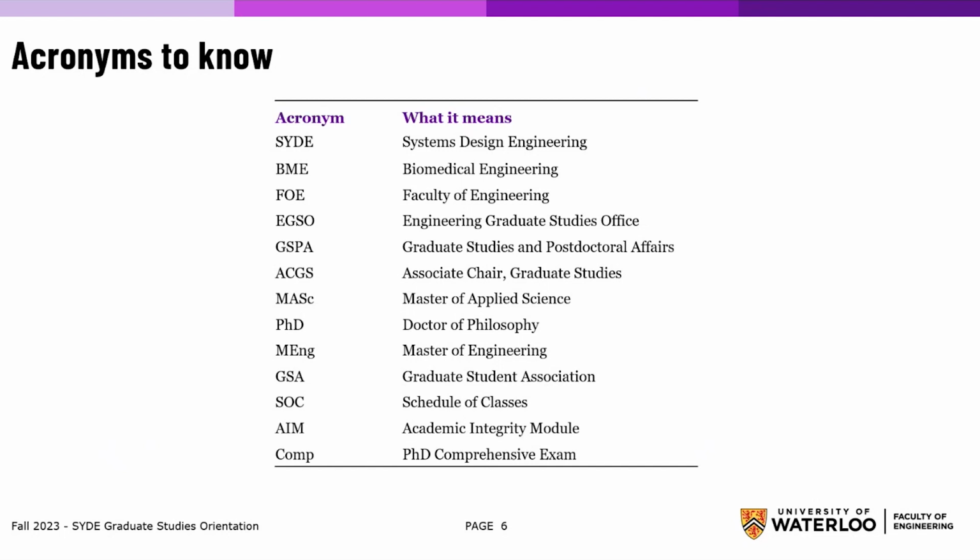The GSA is the Graduate Student Association. I believe you've met some of them already. SOC refers to the schedule of classes. That's a website on the university webpage that tells you when and where classes are offered. AIM is the academic integrity module that you're all required to complete as part of your program. I'll talk a little bit more about that.